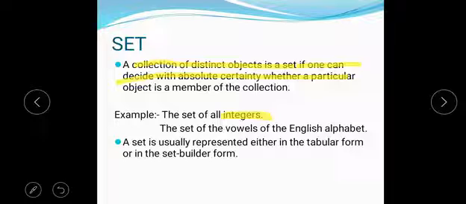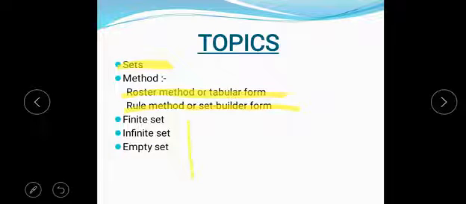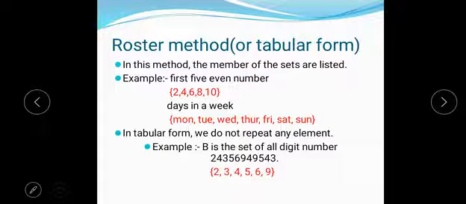The set of vowels of English alphabets. Second point: a set is usually represented in the tabular form or in the set builder form. There are only two forms of representing a set: the tabular form and the set builder form. Other names of these two are the roster method and the rule method. Here you can see the roster method and the rule method. First one is the roster method or tabular form. In this method, the members of a set are listed. We are only listing the elements or the members in curly braces or in a bracket.